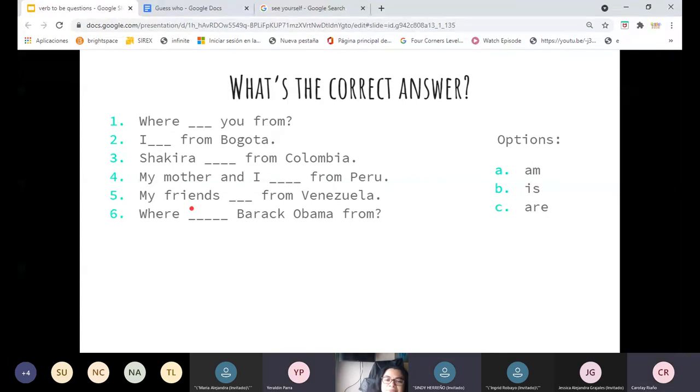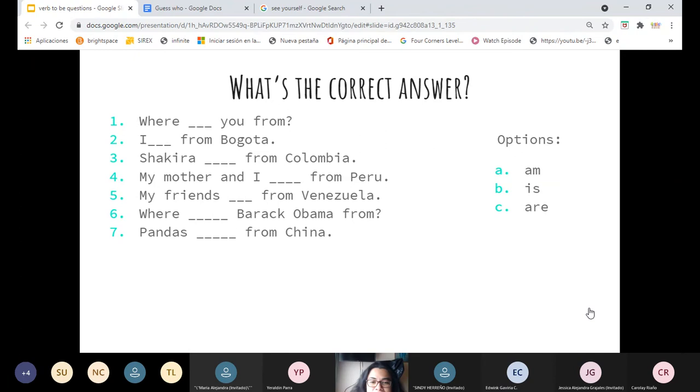Where is Barack Obama from? Excellent. All right. What about this one, guys? Okay, so please read the answer. Pandas are from China. Good, Edwin. Please repeat. Pandas are from China. Great. Okay. And what about this one, guys? What's the answer there? I am a teacher. Great, Caroline.